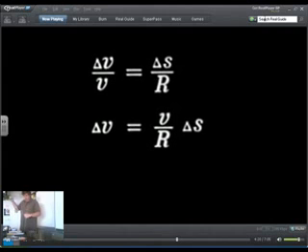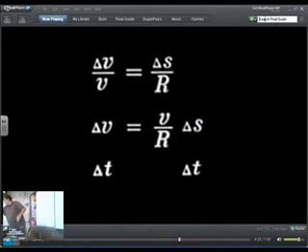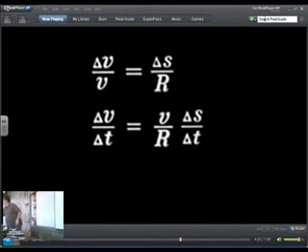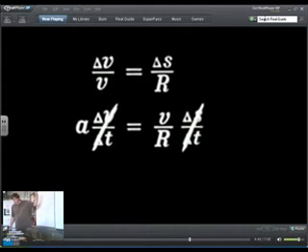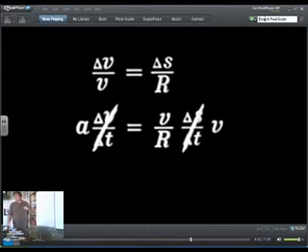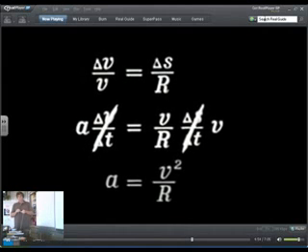Dividing both sides of this equation by delta t, the time interval that it takes the body to go from point 1 to point 2, we get small delta v over delta t equals small v over r times delta s over delta t. As points 1 and 2 are taken nearer and nearer together, small delta v over delta t approaches the magnitude of the acceleration a. Delta s over delta t approaches small v. Therefore, a equals v squared over r.